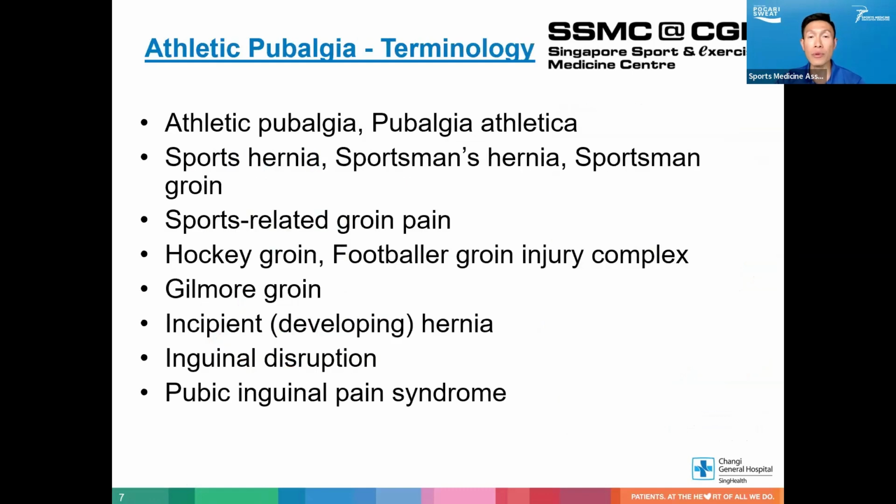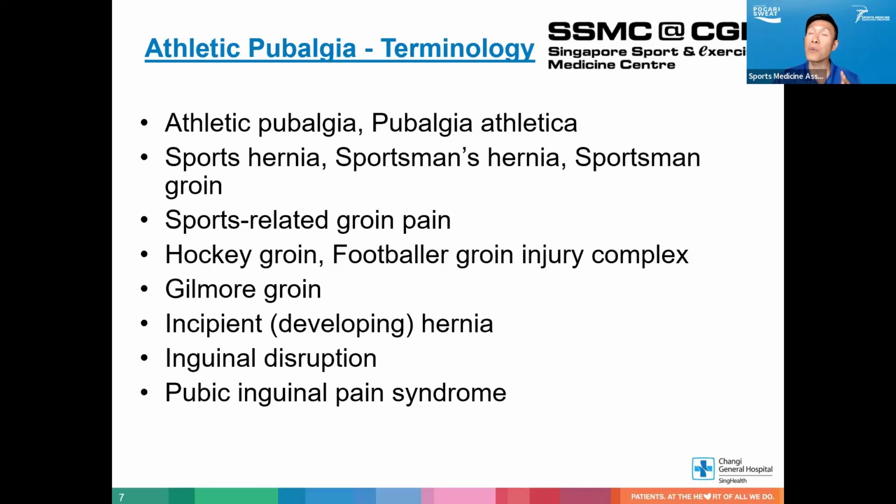Okay, so when we talk about the term athletic pubalgia, AP, it's quite a mouthful, right? You will find in literature that this entity or syndrome has actually many names. So I've been calling it athletic pubalgia. It's also known as pubalgia athletica, sports hernia, sportsman hernia, sportsman groin, sports-related groin pain, and then some other associated sports names start to come in: hockey groin, footballer groin, Gilmore's groin, and the list goes on.